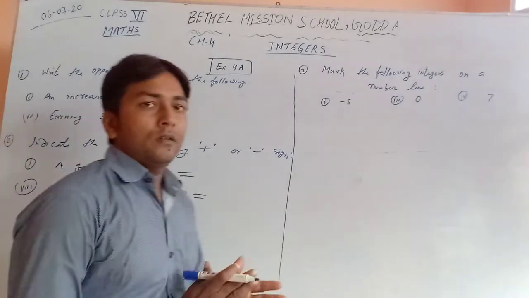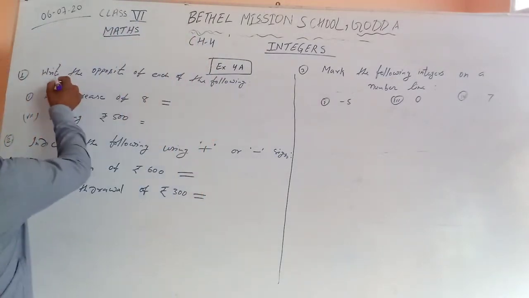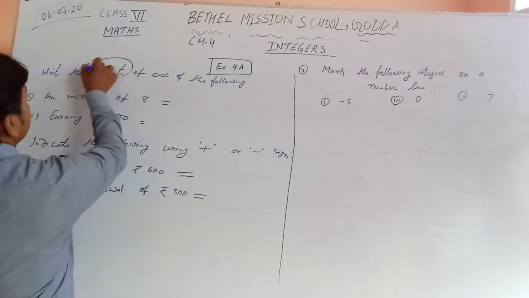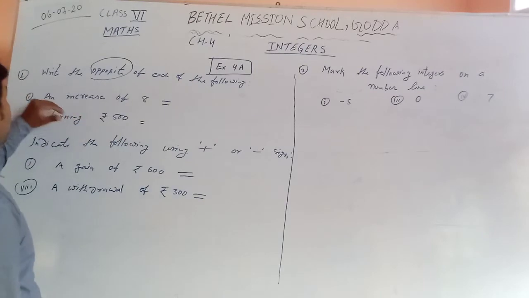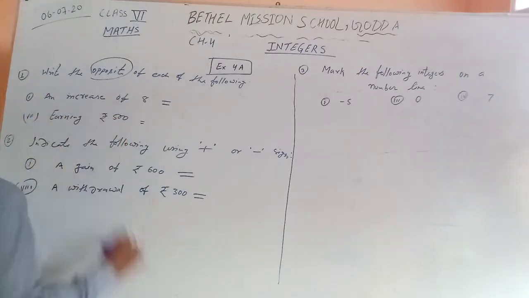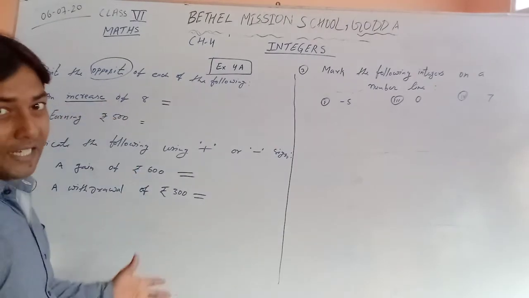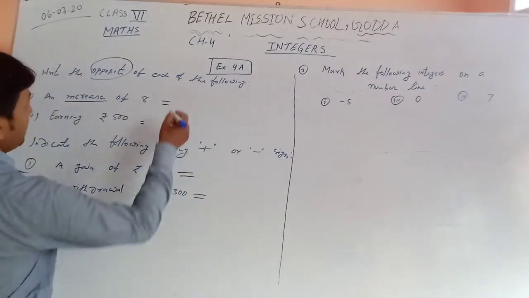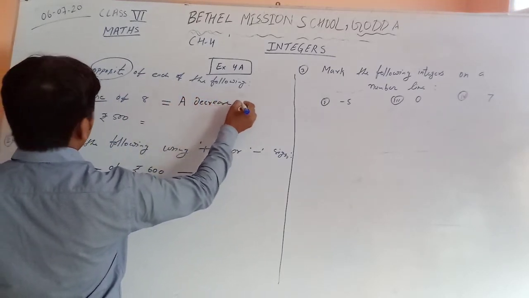Now I start solving the exercise. The question says write the opposite of each of the following. You have to write the opposite. I have taken two examples. An increase of 8. So what is the opposite of increase? Obviously it is decrease. So we have to write a decrease of 8.